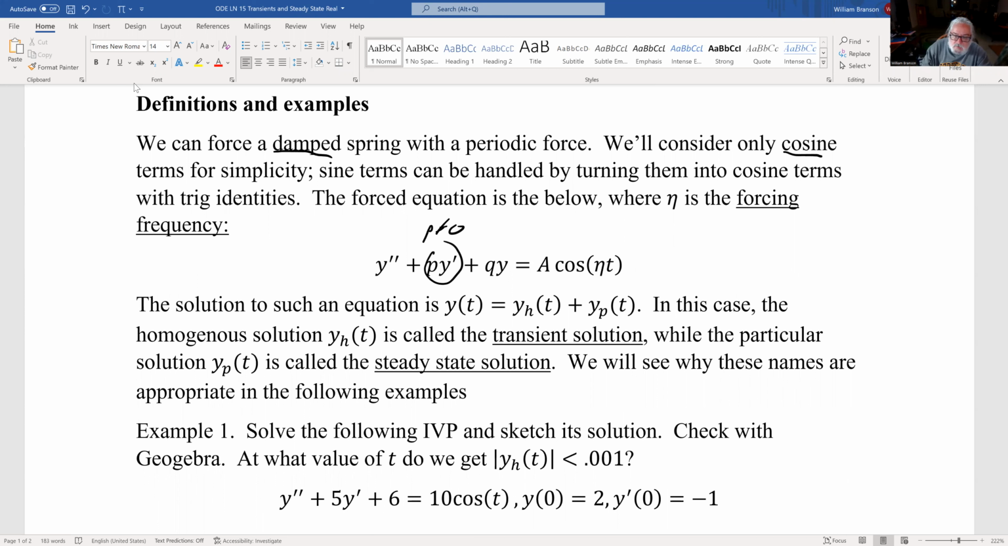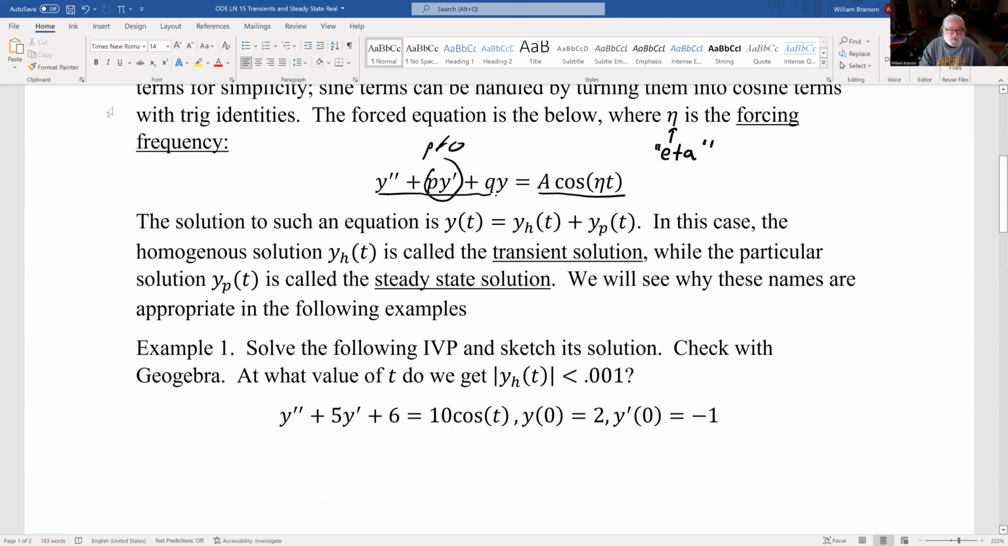So this is the forced equation. y double prime plus p y prime plus q y. This is our spring. And then this is the forcing function, cosine eta t. This is the Greek letter eta, and that's the forcing frequency. So we have something pushing this at a particular frequency of eta, and y double prime plus p y prime plus q y is the left-hand side.